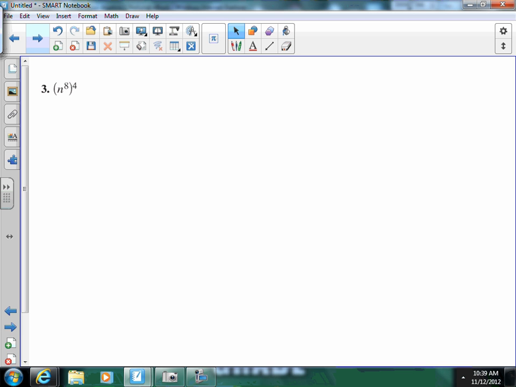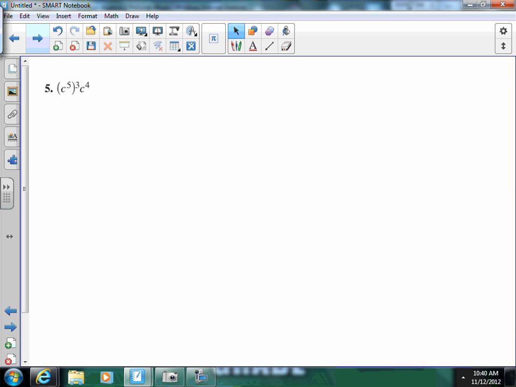N to the 8th to the power 4. We multiply our exponents. We get n to the 8 times 4. 8 times 4 is 32. N to the power 32. Wow, here's a big one. Q to the 10th to the power 10. Multiply our exponents. Q to the 10 times 10, which is Q to the 100.